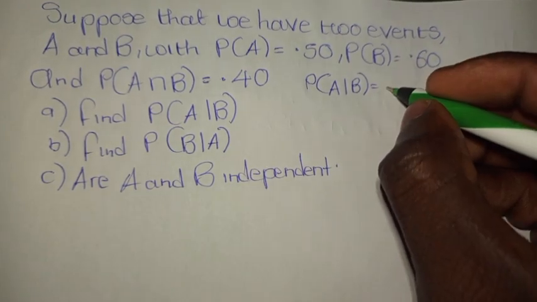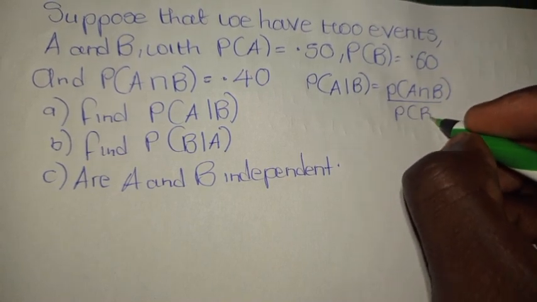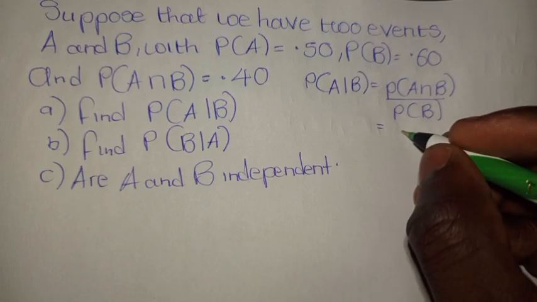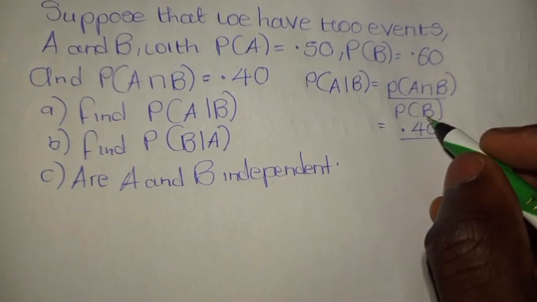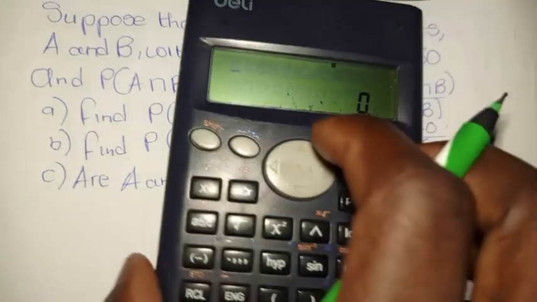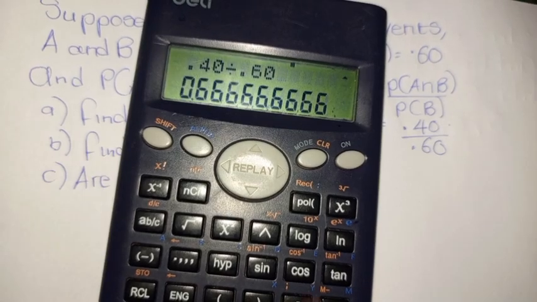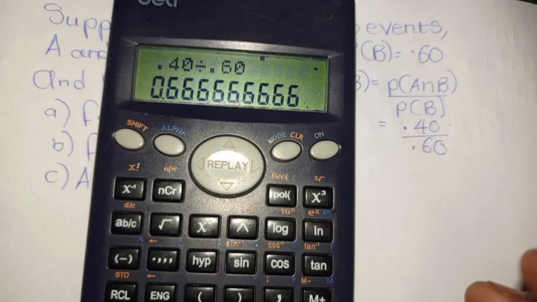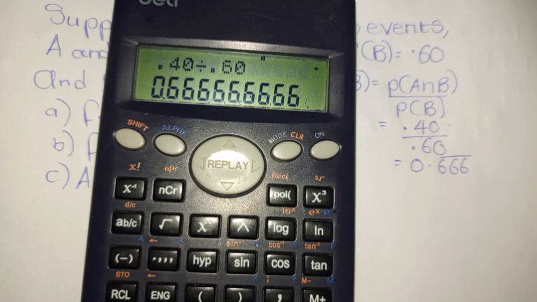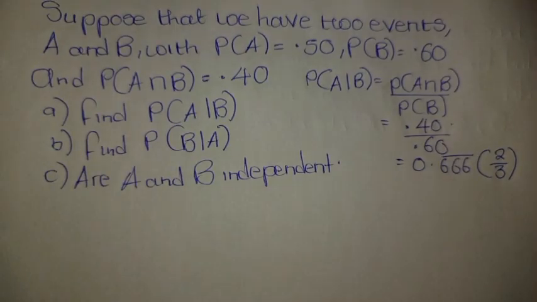where you know for sure that this is the same as the probability of A intersection B over the probability of B, where you know for sure that the probability of A intersection B has been given to be 0.4 and the probability of B is given to be 0.60. So we'll just punch on our calculator 0.40 divided by 0.60. You get the value to be 0.6 recurring, or 0.66. We can say that it is recurring, or we can just put this in fraction form. So that is the value.